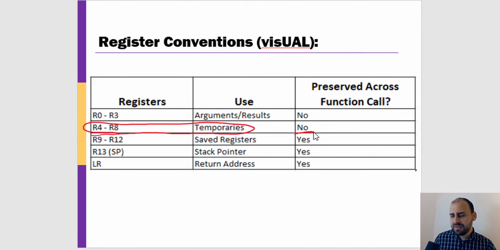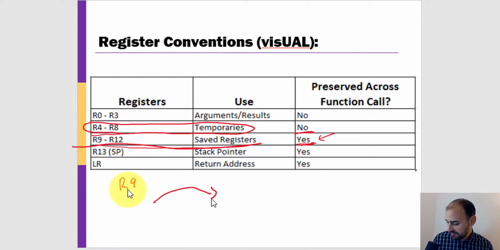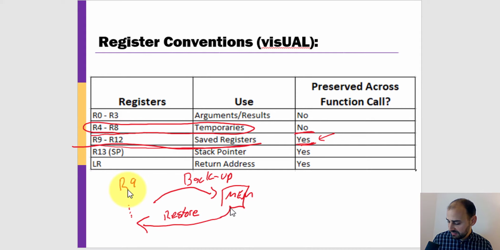However, we're going to have other pieces of data, such as saved registers, where if we use those inside of a function, we're going to have to do something. Imagine we're using register 9. If we want to use that inside of our function, we're responsible to back it up in memory, then we could use it however we see fit. And when we're done using it, we need to restore the original. Effectively, we have a very small number of registers.